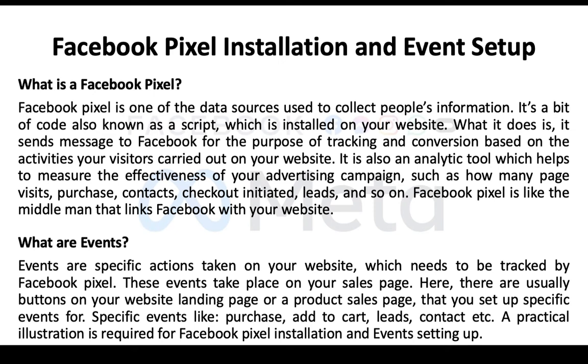So here there are usually buttons on your website's landing page or a product sales page that you set up specific events for. It could be a contact us button, it could be click here to do this, click here to do that. So those are the events you have set up on the website. So specific events like purchase, add to cart, leads, contact, etc. A practical illustration is required for Facebook pixel installation and event setting up. So I'll be walking you guys through how to do that, the creation of the pixel and setting up of events.